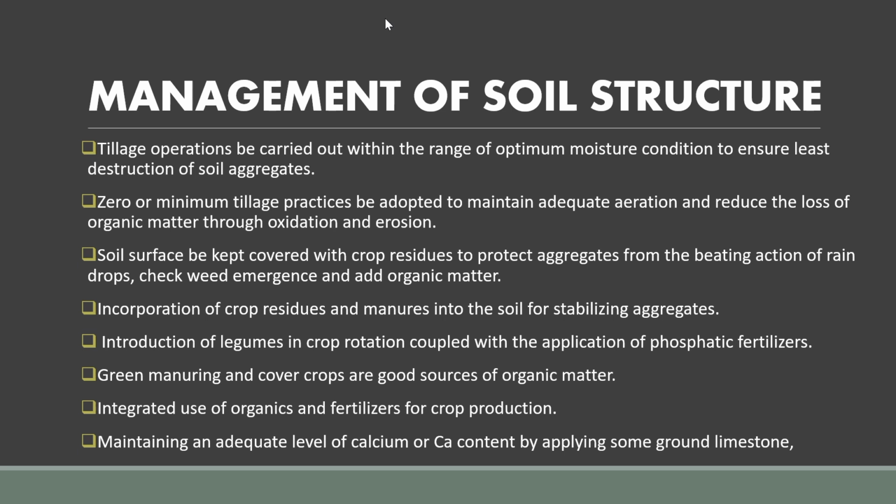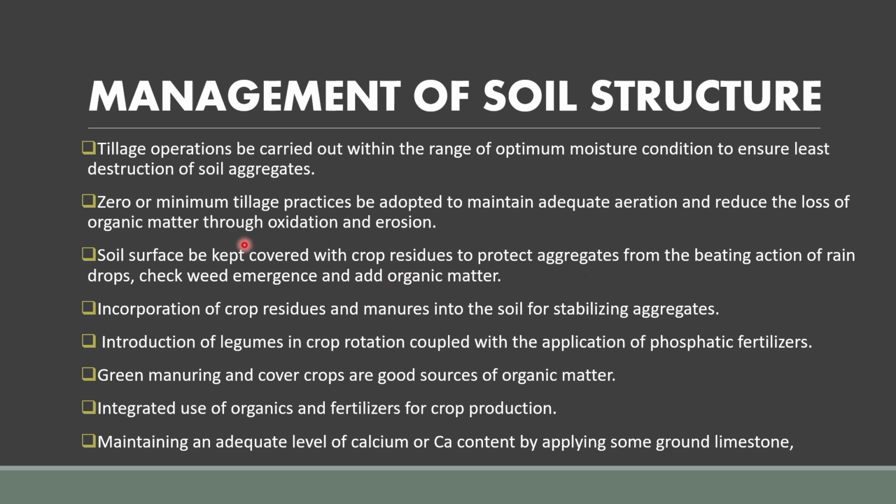The next point is integrated use of organics and fertilizers for crop production and maintaining an adequate level of calcium content by applying some ground limestone. Limestone means calcium carbonate. So when we add calcium carbonate, calcium will increase the flocculation and help in the aggregation.